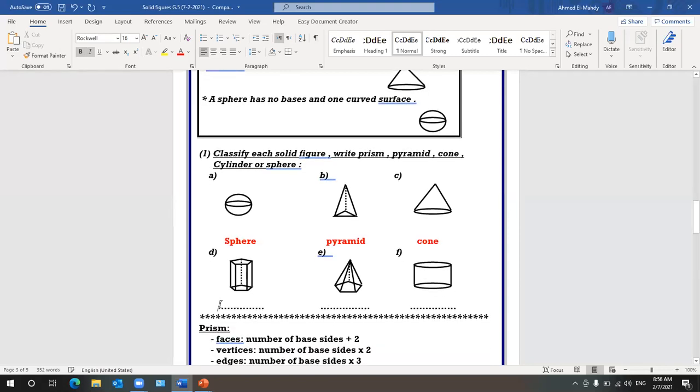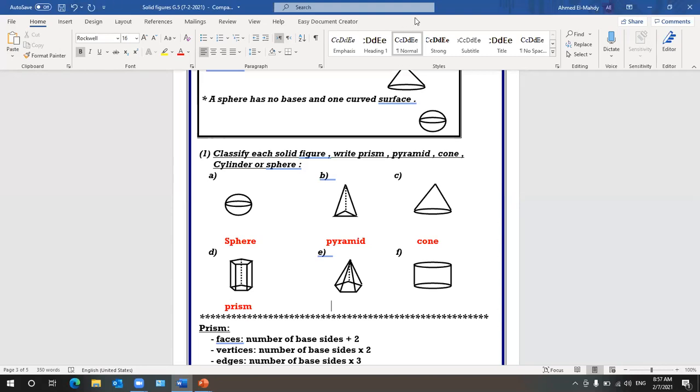Okay, the next one. What is the name of this solid in D? Yes, what is the name of the solid? What name? Yes, only. Pentagonal. No, I need only, is it a prism or pyramid or cone or cylinder? It's a prism. Prism, because we have two bases, it will be a prism. Okay, the next one.